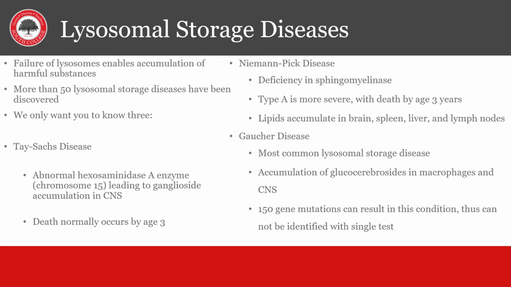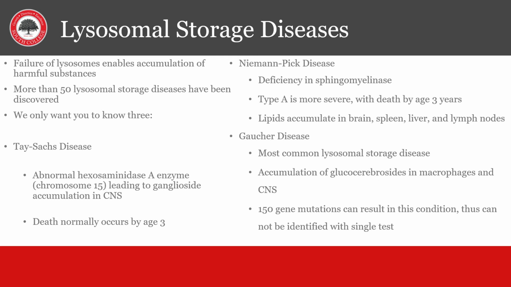There are so many lysosomal storage diseases, but because we love you, we are only holding you accountable for the top 3. Tay-Sachs disease is the first one. Patients with this disease die very young, usually by age 3, and they have very characteristic cherry red spots on their macula on retinal examination.